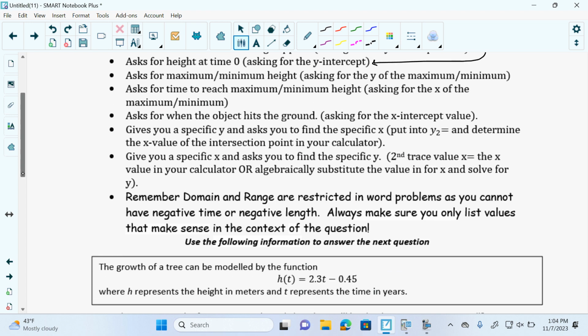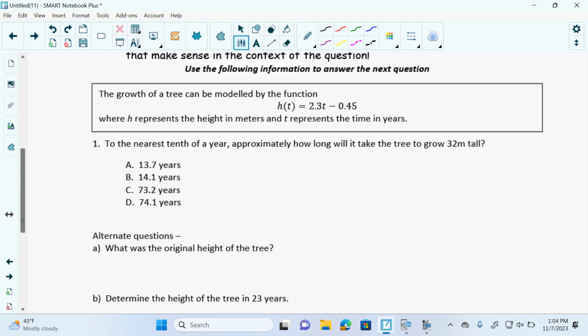Now here it says, remember, domain and range are restricted in word problems as you cannot have negative time or negative length. Always make sure you only list values that make sense in the context of the question, right? So polynomials, linear, quadratic, and cubic, have domains of x ∈ R, every single one of them, unless it's a word problem. Then it could be restricted. Okay, so here we have the growth of a tree can be modeled by this function. Is this linear, quadratic, or cubic? It's linear because it's t to the 1, correct? So I know this is a linear. I know that this is a degree 1.